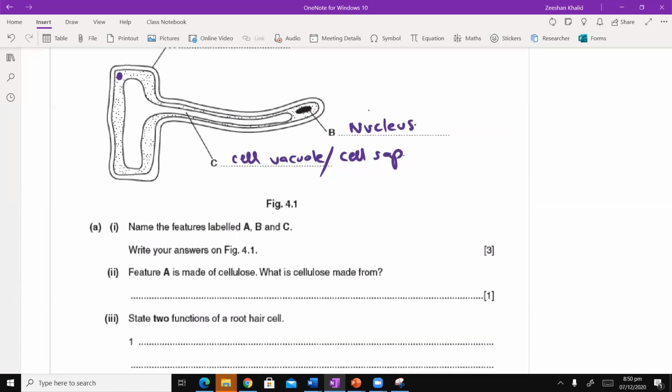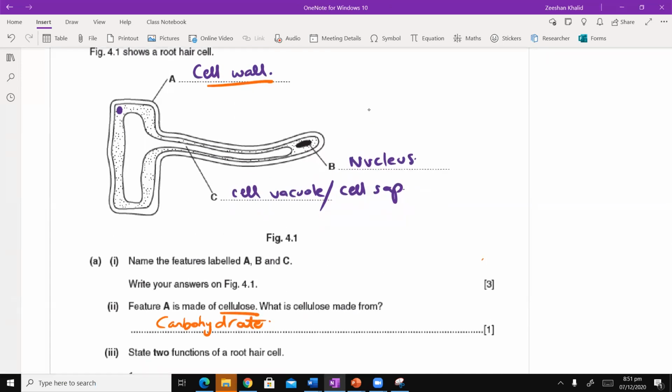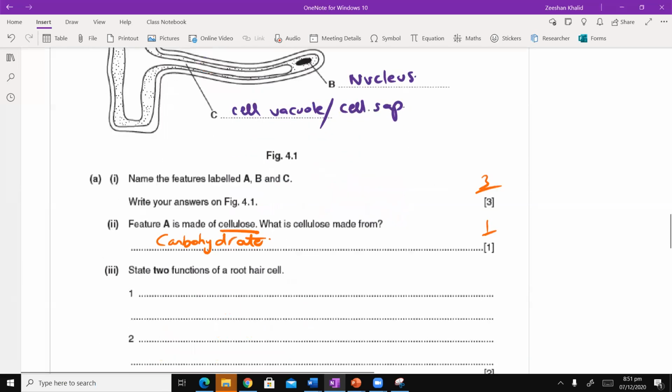Chalaji, we've written that. Feature A, okay, that's the cell wall, is made up of cellulose. What is cellulose made from? This is slightly jumping the gun. ये nutrition, biological molecules या फिर nutrition का topic है. But again, can anybody tell me what cellulose is? Do you think it's a protein, a fat, or a carbohydrate? Carbohydrate. Shabash, it's a carbohydrate. Okay. All right. So let's give you 3 marks for this. Let's give you 1 mark for this.